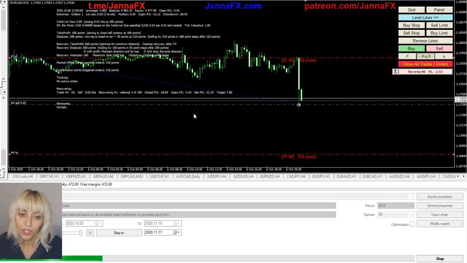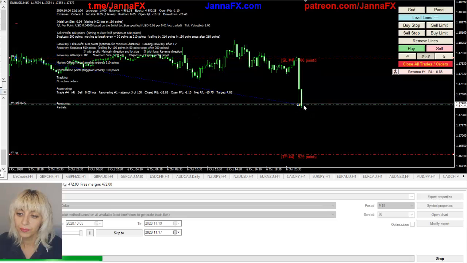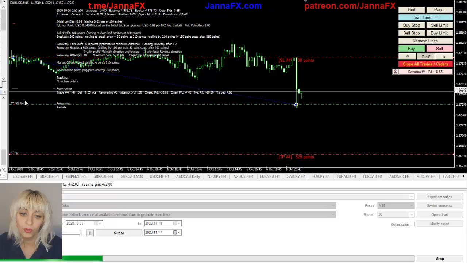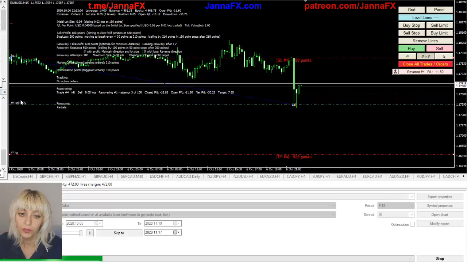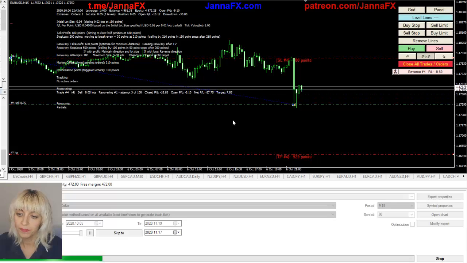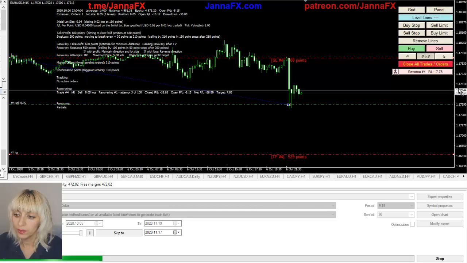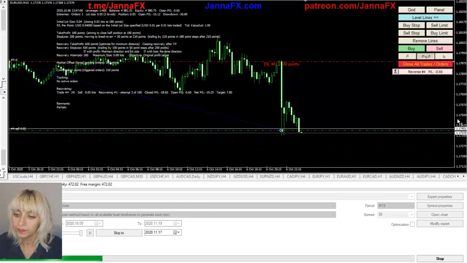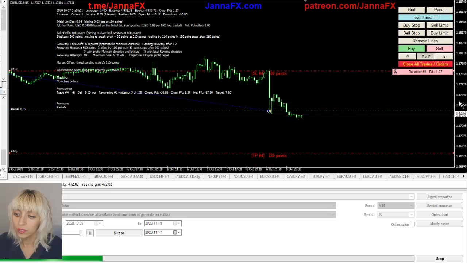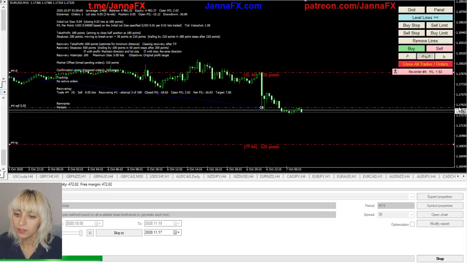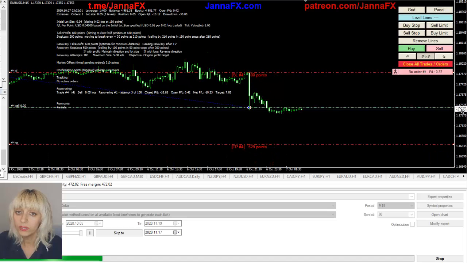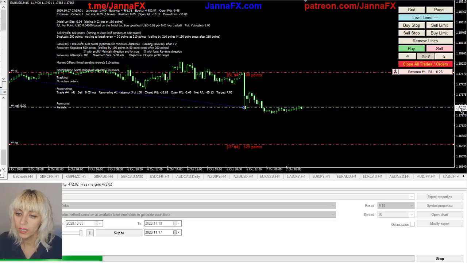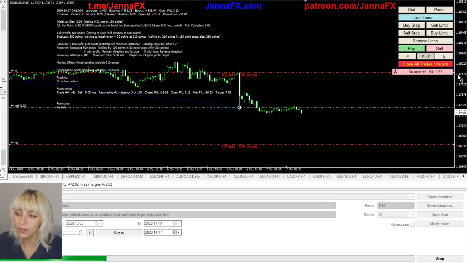Okay, guys, so watch out. You see, it touched the stop again, and it opened a new recovery. You see the lot size increased again, now 0.05. So now it's going to try to continue. Okay, and once again, let's say we don't know where it's going to go, and we're just leaving it to run on its own.